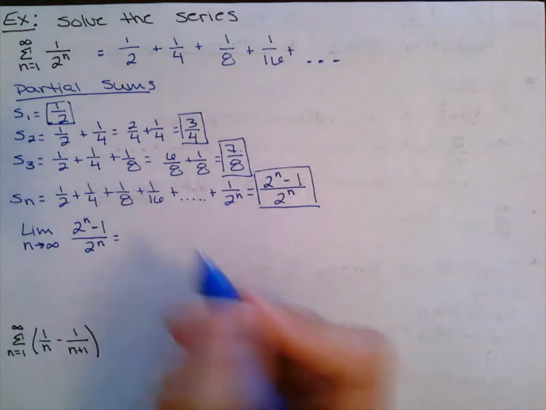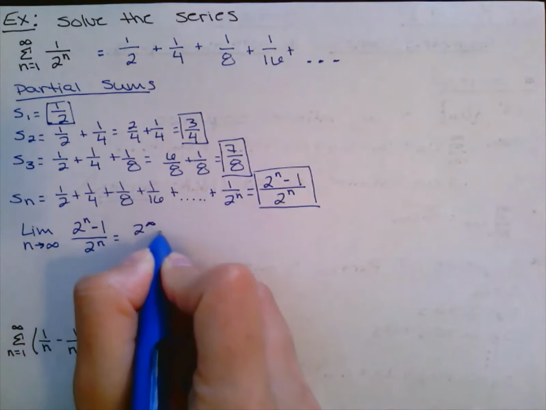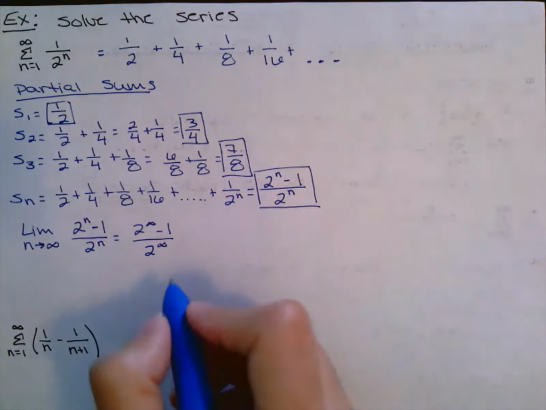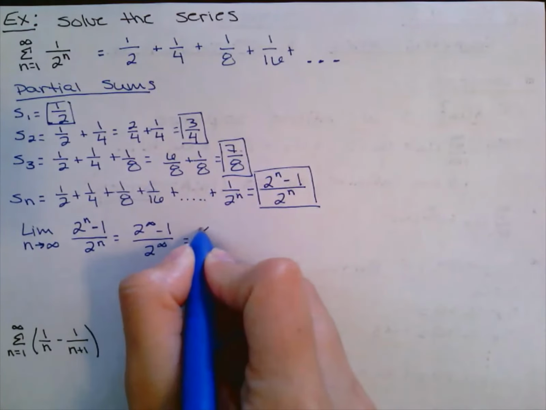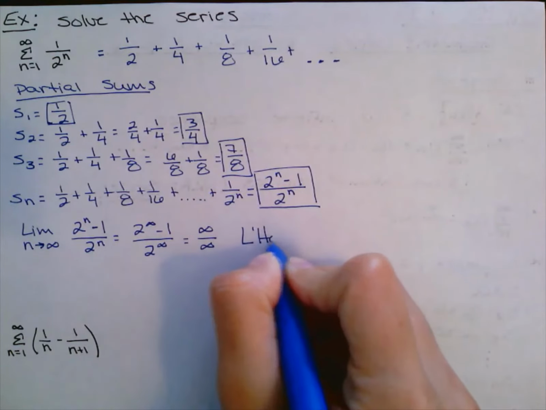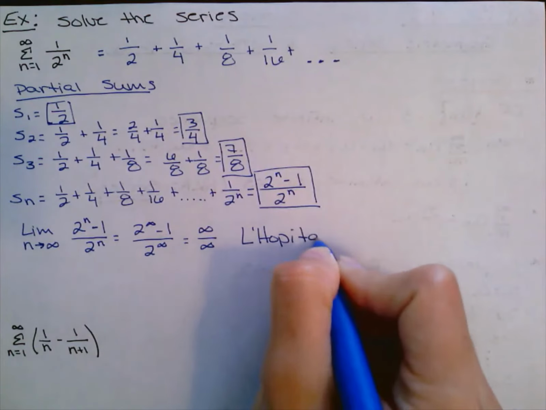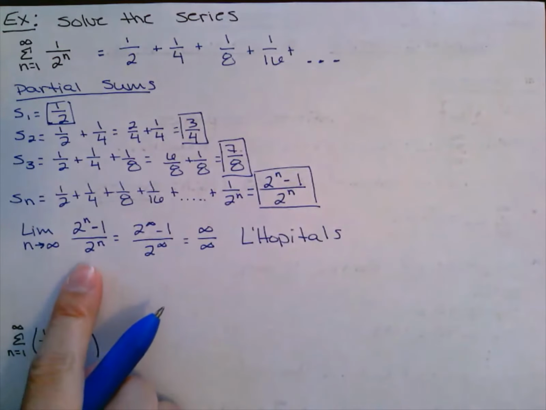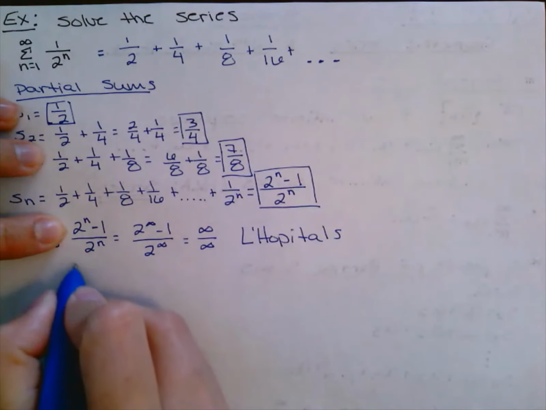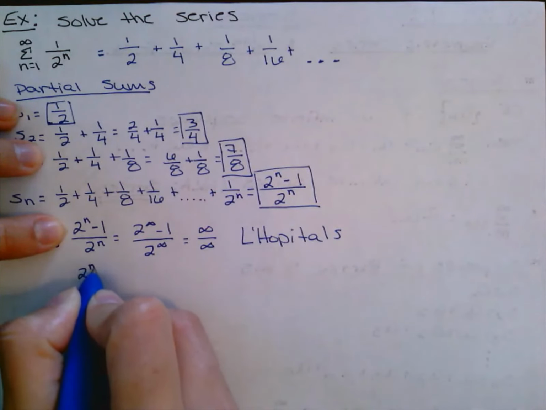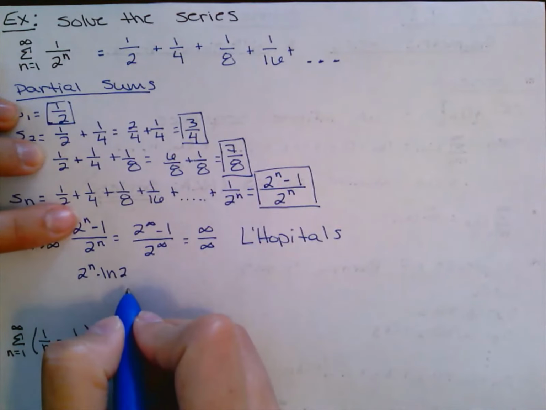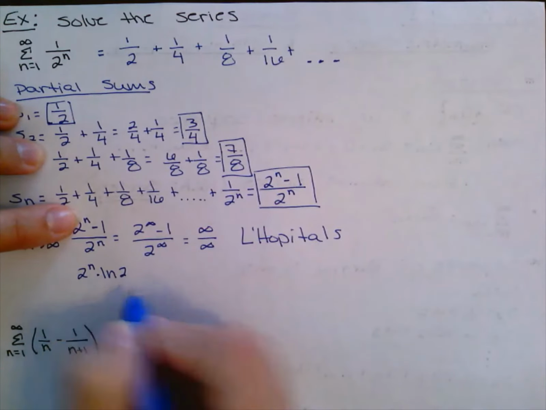Now, if I plug in infinity, I have 2 to the infinity minus 1 over 2 to the infinity. Anything raised to the infinity, it's going to give you infinity. So I can use L'Hopital's here. So the derivative, this is an exponential function, a to the u, if you've seen my other videos, is to rewrite times ln of the base, and then times the derivative of the exponent. Derivative of a variable is just 1.